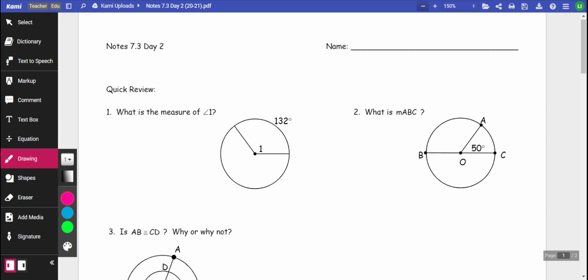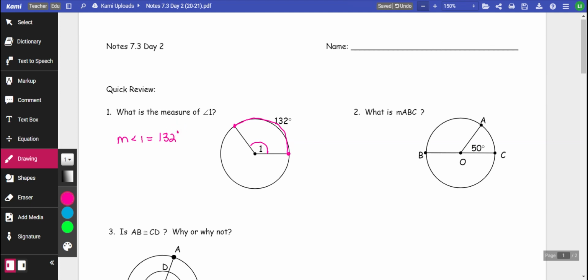In number 1, what is the measure of angle 1? Well, since angle 1 is a central angle and it intercepts the arc, that's 132 degrees, the measure of angle 1 is equal to 132 degrees.